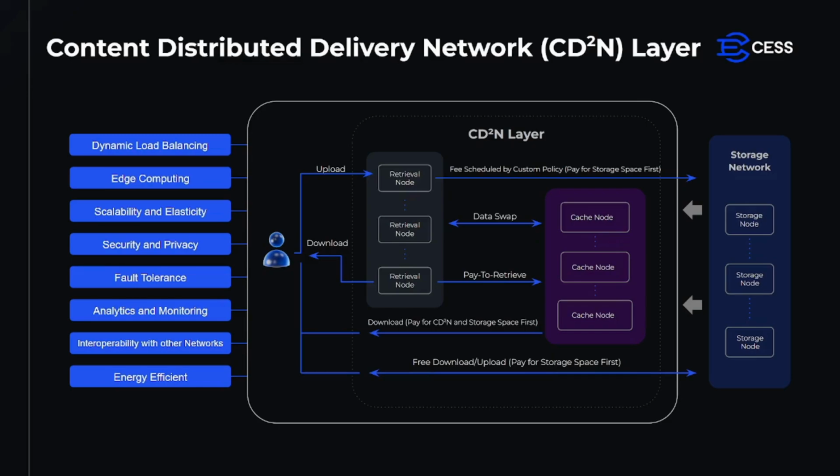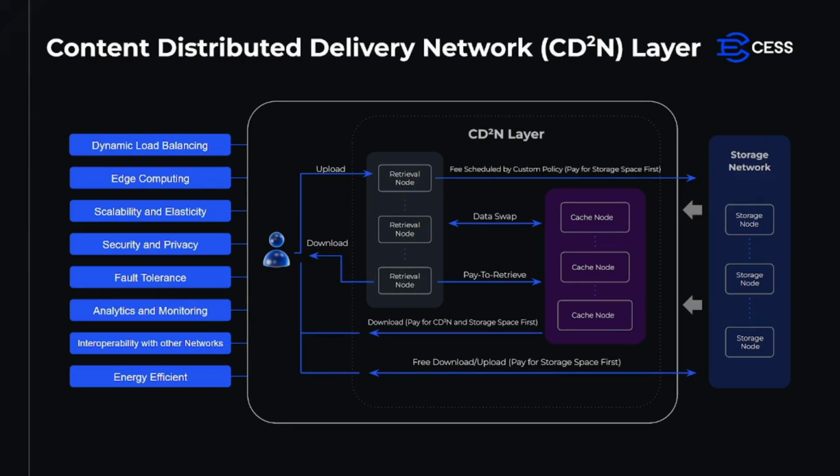Interoperability with other networks is a significant advantage for CESS. The CDN² layer is designed to seamlessly integrate with other CDN and peer-to-peer networks, expanding its reach and capabilities. Finally, energy efficiency is a key consideration. The CDN² layer includes energy-efficient protocols and hardware configurations to minimize the carbon footprint of the network. By optimizing resource utilization and employing green technologies, the system promotes sustainability.